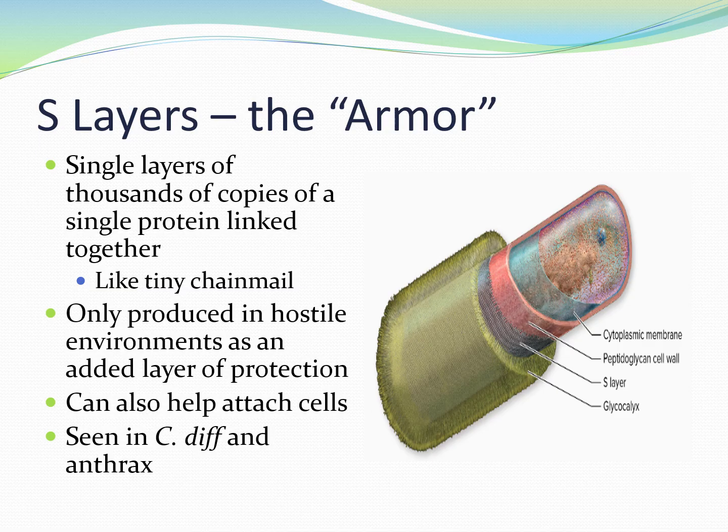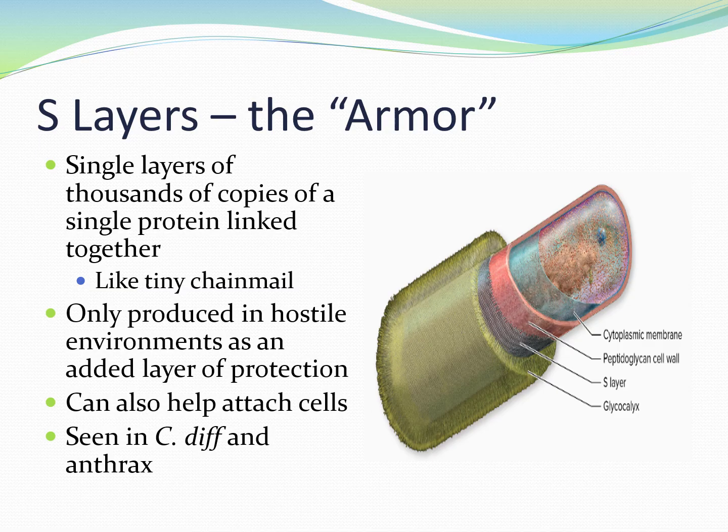So these are going to be single layers of thousands of copies of a single protein that are linked together, and I want you to have an image in your head of essentially chainmail. So the purpose of this S layer armor is going to prevent drying of the cell as well as prevent injury. This can also cause the bacteria to be particularly difficult to kill, which is not a good thing.